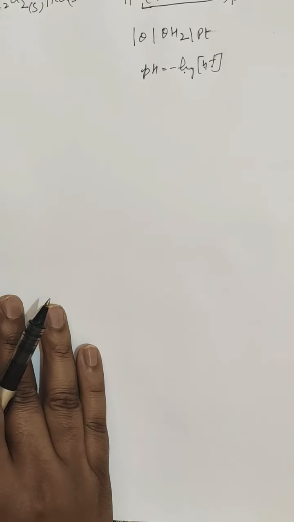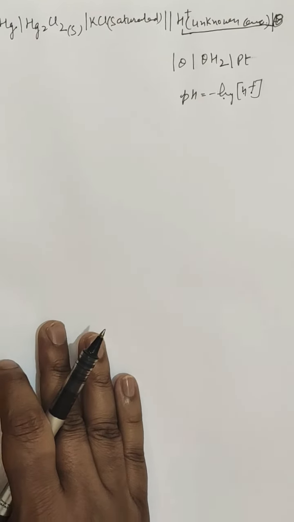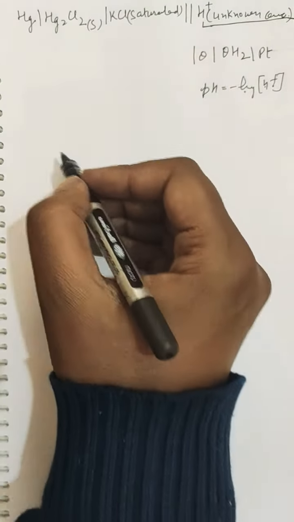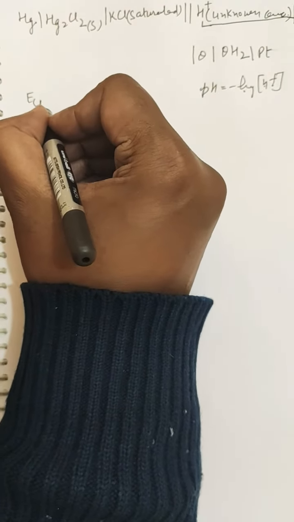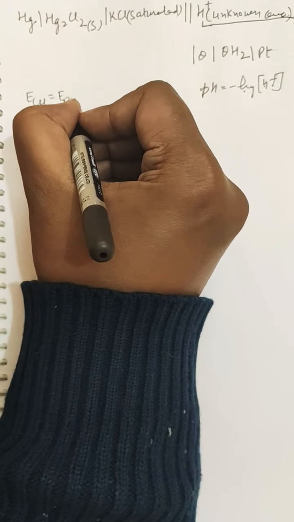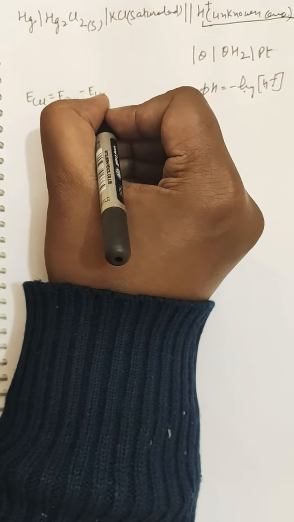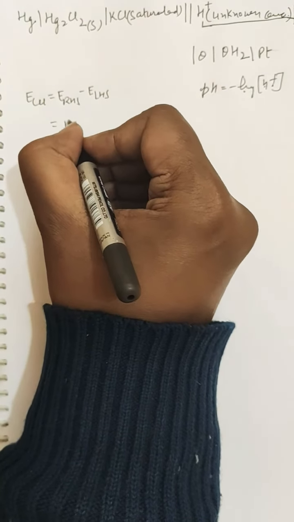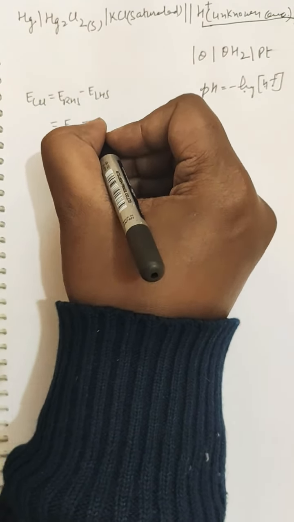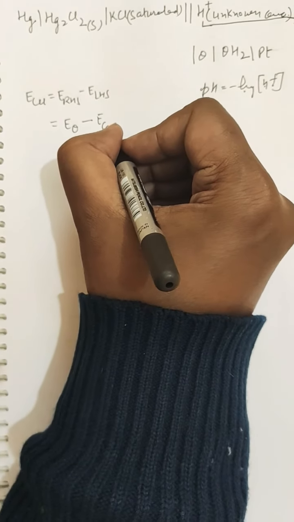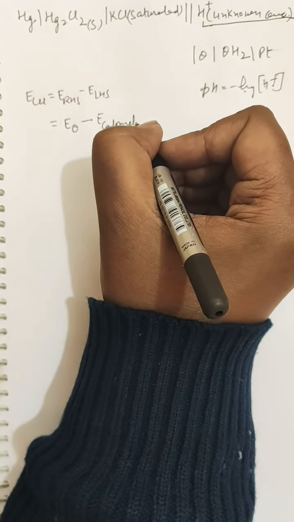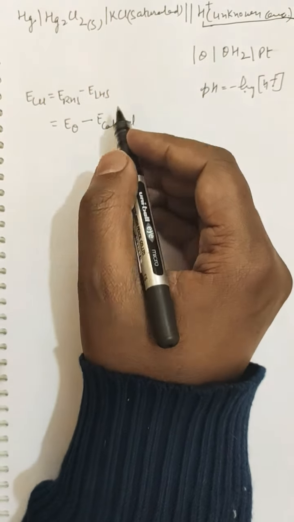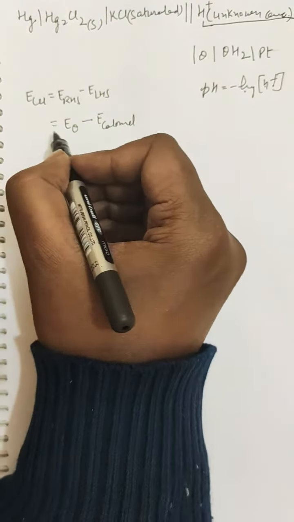Further, the EMF of the cell is calculated by E of the cell is equal to E right hand side minus E left hand side. At the right hand side it is quinone, and at the left hand side it is calomel. So E cell is EQ minus E calomel. Substituting the values of EMF of the standard calomel electrode, that is E calomel.